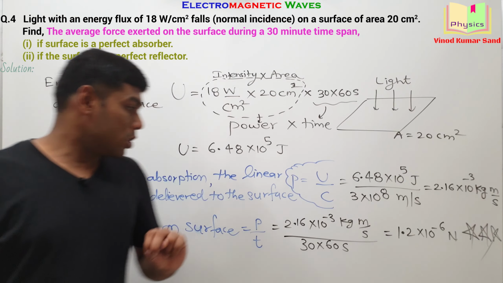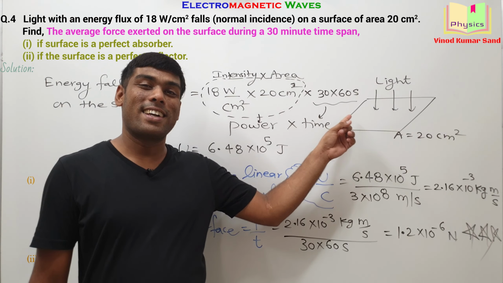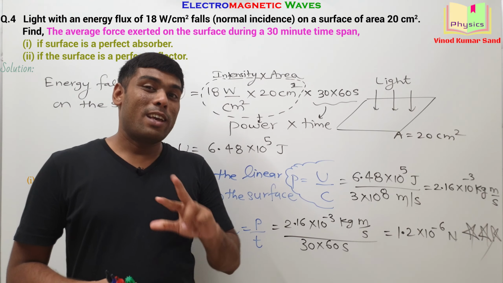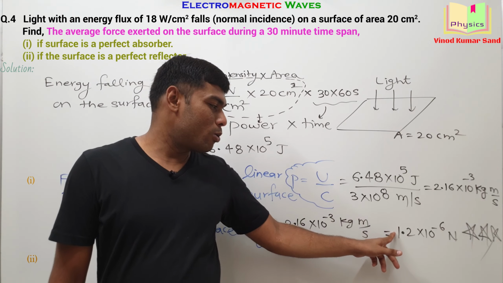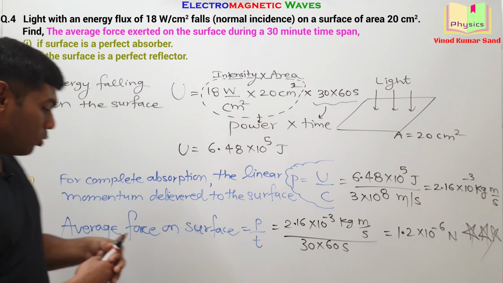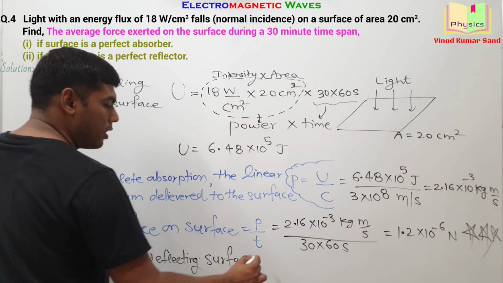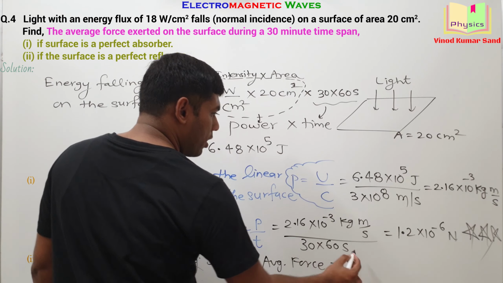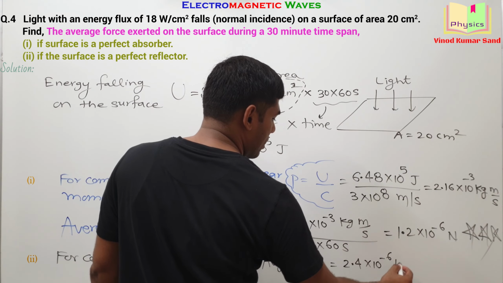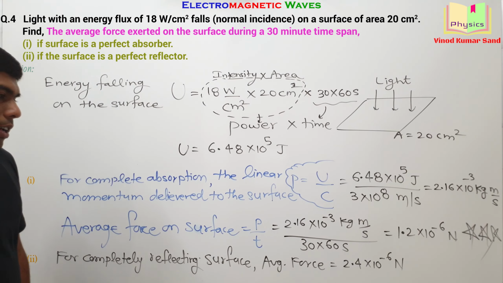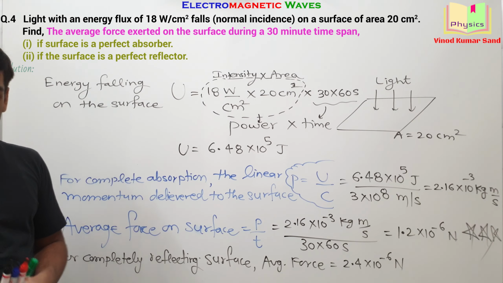Now the second part of the question is asking, what if this surface is completely reflecting? You remember the theory? If the surface is completely reflecting, here comes a factor 2. It means here also we have to multiply by a factor 2. So for a completely reflecting surface, the average force will be equal to twice of this, which is equal to 2.4 into 10 to power minus 6 Newton. Nice and easy question. You may note it down, then we'll go further.